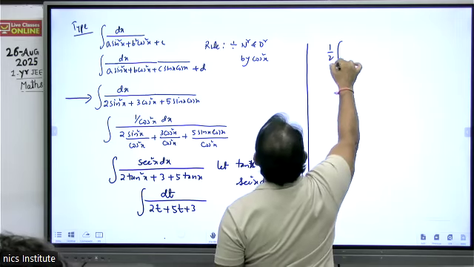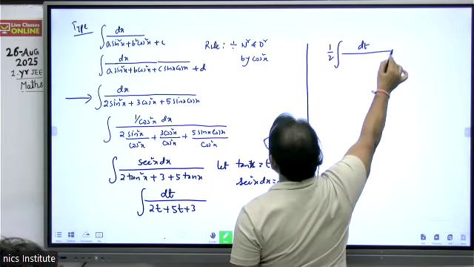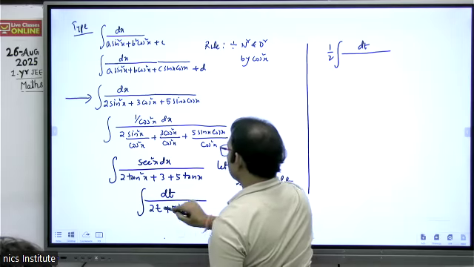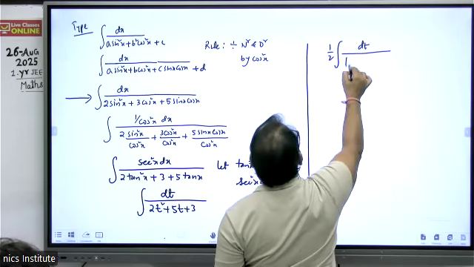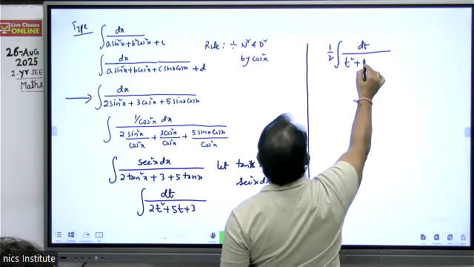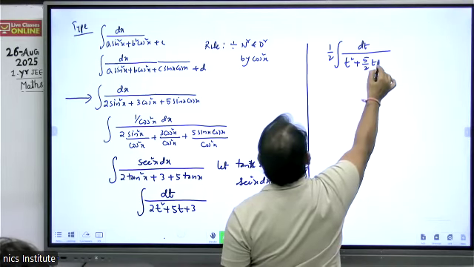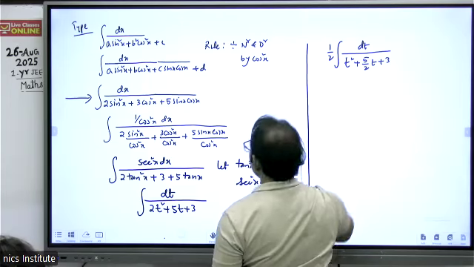So now you know how to answer this question. Take 2 common. So t square plus 5 by 2 t plus 3 by 2. Convert into perfect square and solve.